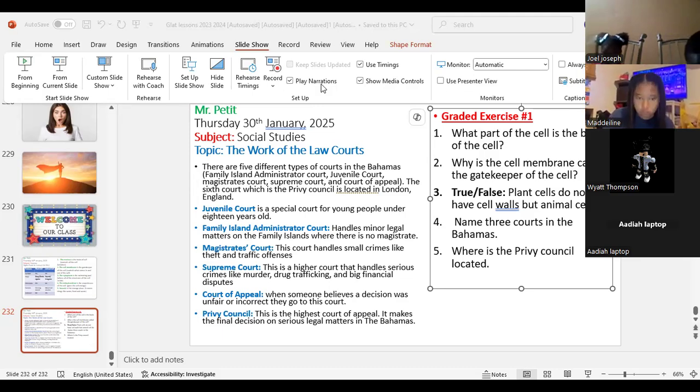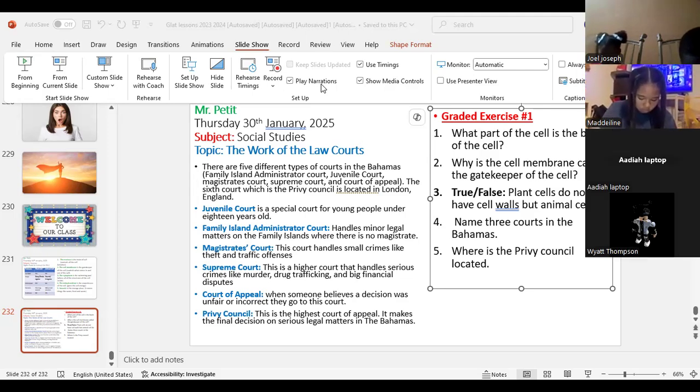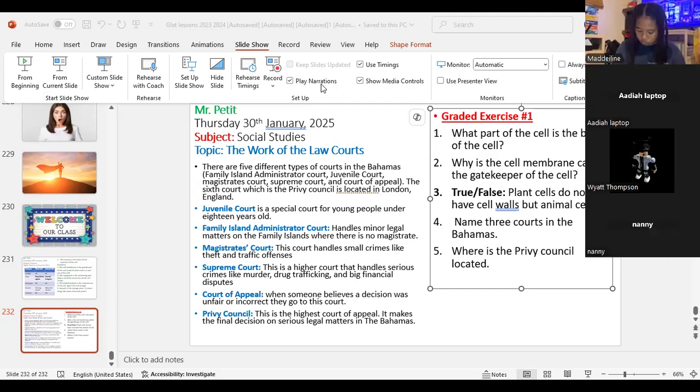All right, Adai, have you started with the questions yet, or are you still on the notes? I am writing the last 3 words on the notes. Okay. When you finish with the notes, send it to me, and then you can start the grade exercise. I'm almost on number 4. Okay. One second. Let me see what it says.